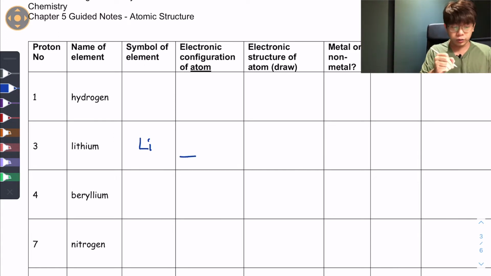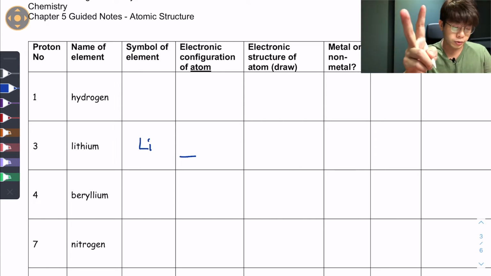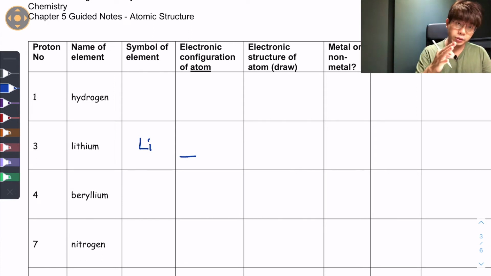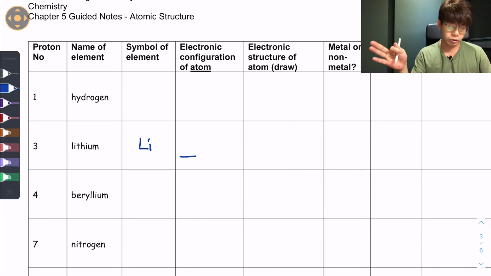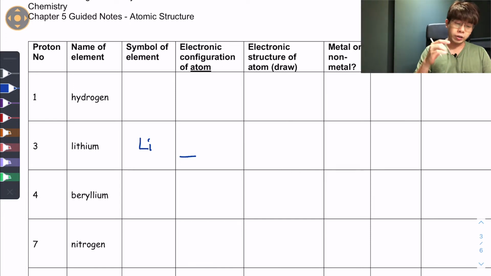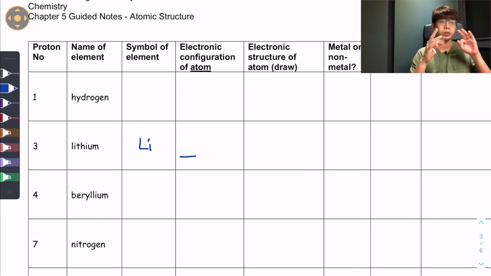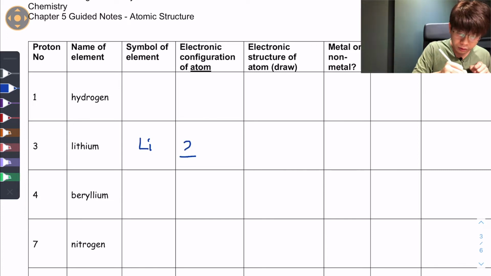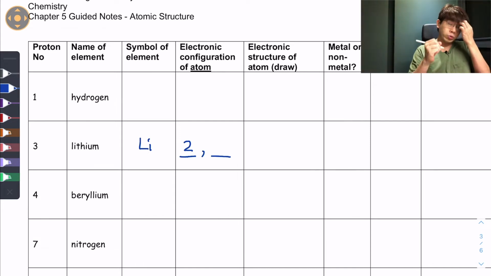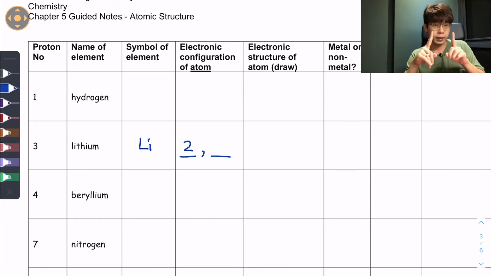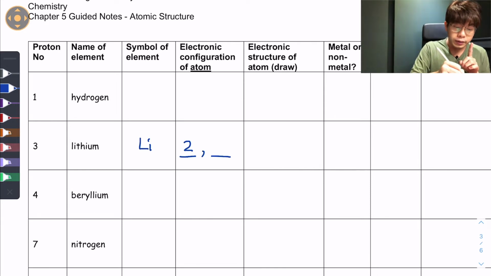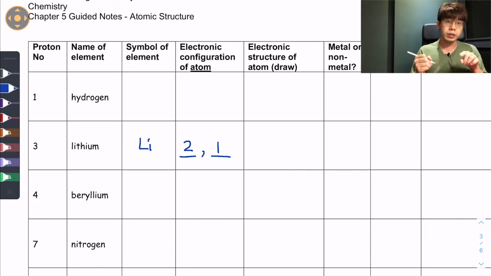So in the first shell, they can hold a maximum of 2 electrons. Lithium has a proton number of 3, so therefore lithium needs to have 3 electrons. Okay, so the first shell can only hold 2 electrons. So there's not enough space for all 3 electrons on the first shell. So the first shell, there's 2 electrons, and then we'll put a comma, and then the second shell. So now 2 electrons of lithium are in the first shell. There is only 1 electron left, so that 1 electron will go to the second shell. Can you see that? Right, so now there's a total of 3 electrons.